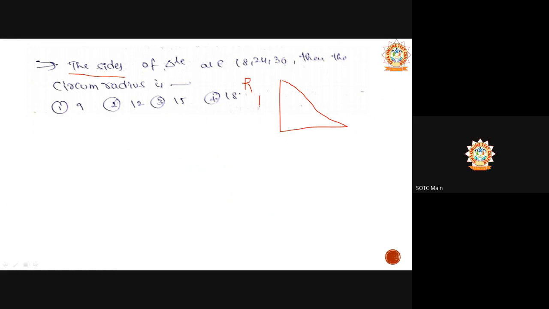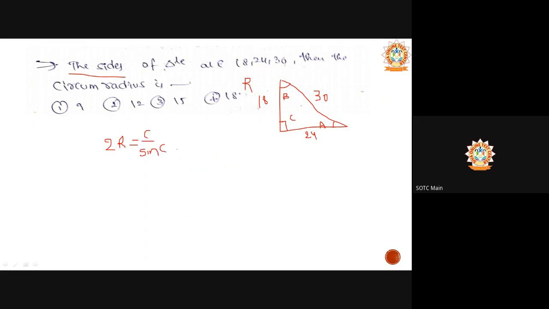Right? Triangle. So 18, 24, this hypotenuse will become 30. Let us suppose the angles are, this is A, this is B, this is C. So now angle C will become what? Angle C is 90, Nana. So we know 2R is equal to c by sin C.